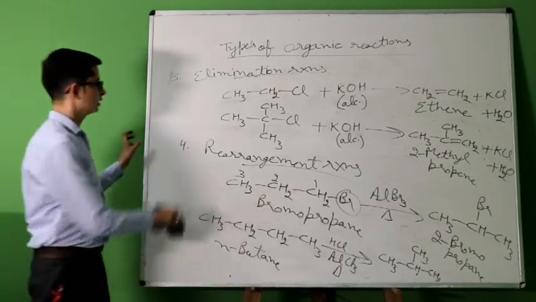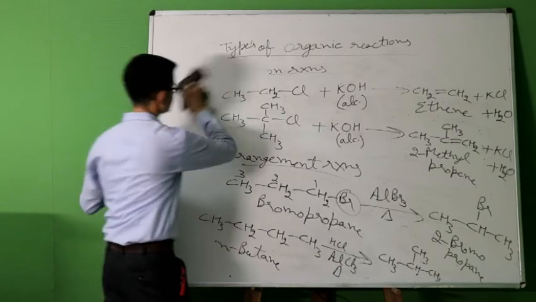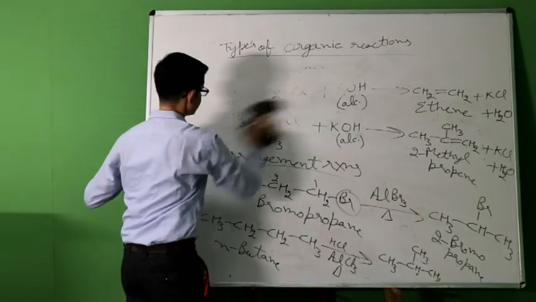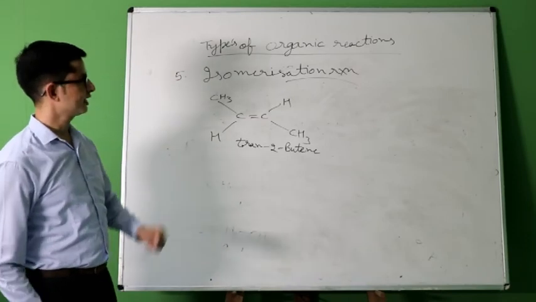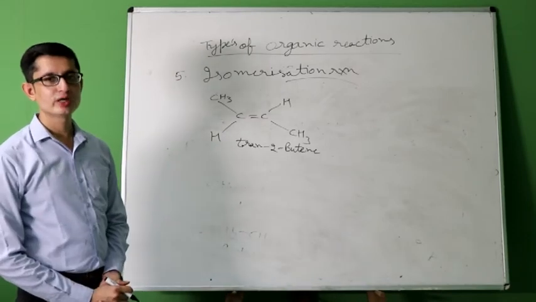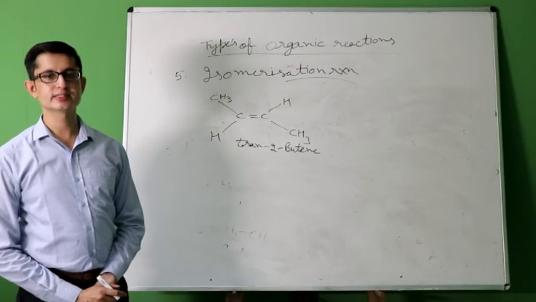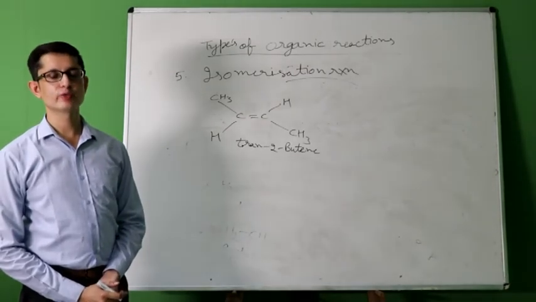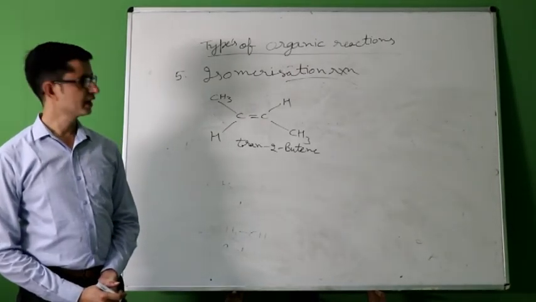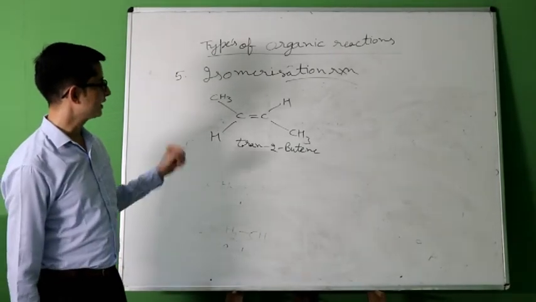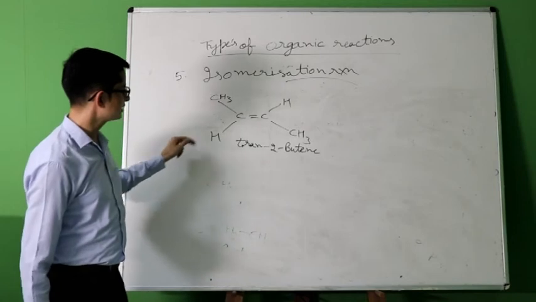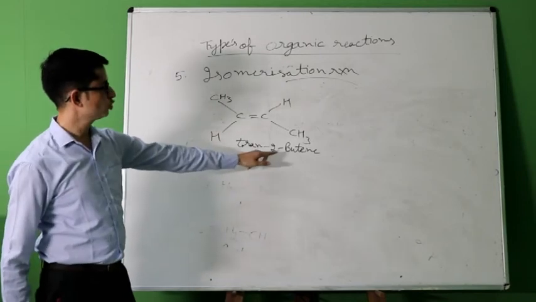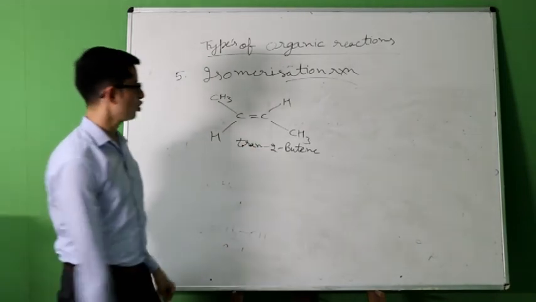So the fifth type of reaction is isomerization reaction. Isomerization reactions are those reactions in which one isomer is converted into another isomer without affecting the remaining structure of the molecule. Let's say we have the example of geometrical isomerism, that is trans 2-butene. So this is the trans form.